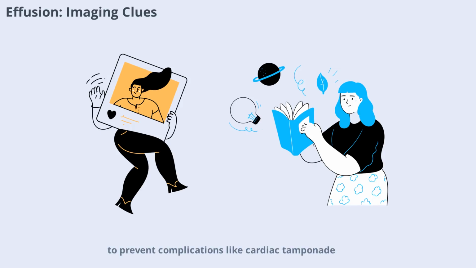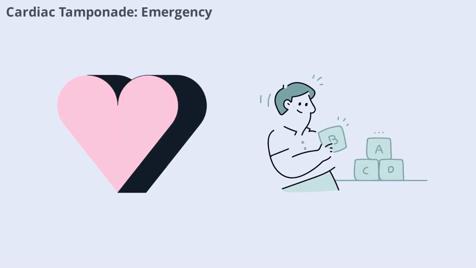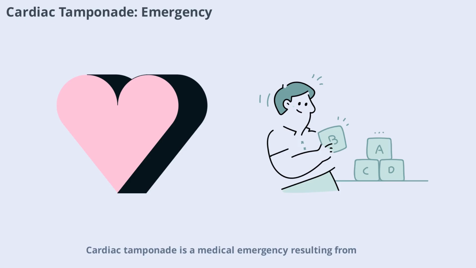complications like cardiac tamponade. Cardiac tamponade is a medical emergency resulting from rapid accumulation of fluid in the pericardial cavity. The heart becomes compressed, leading to decreased cardiac output and shock. Immediate pericardiocentesis is often required to relieve the pressure and restore normal function.